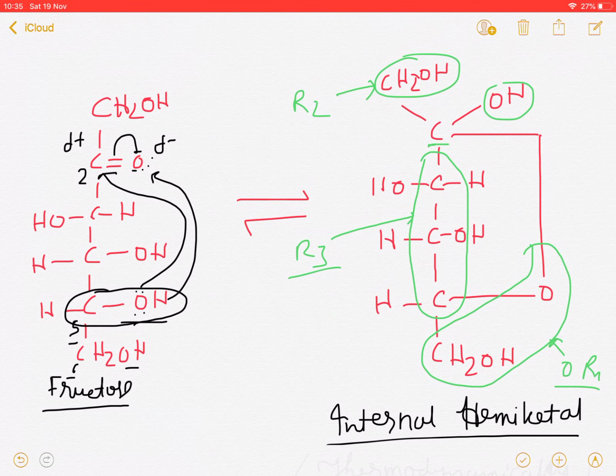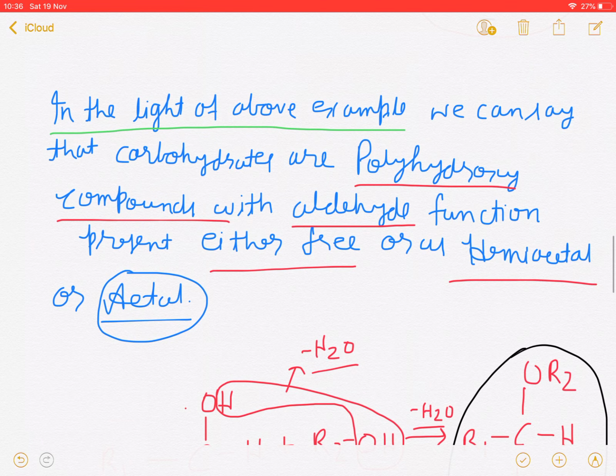So you can also say it's a polyhydroxy compound with the internal hemiketal form, or also as a ketal. In the next class, when we talk about the types of carbohydrates, we are going to see a higher class of carbohydrates where we will find a ketal kind of structure also. Ketal forms when this hemiketal reacts with alcohol. So you have to remember that hemiketal is found inside carbohydrates, ketal is found inside carbohydrates, hemiacetal is found inside carbohydrates, and acetal is also found inside carbohydrates.